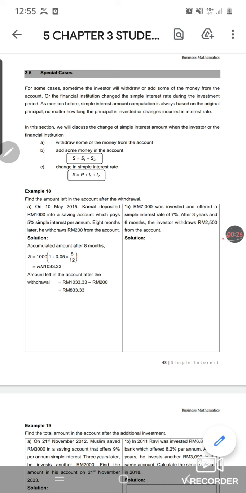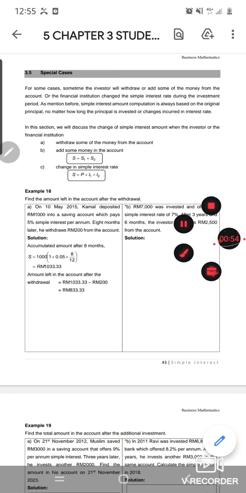As mentioned before, simple interest amount computation is always based on the original principal, no matter how long the principal is invested or changes incurred in interest rate. In this section, we will discuss the change of simple interest amount when the investor or the financial institution withdraws some of the money from the account, adds some money in the account, and changes in simple interest rate.